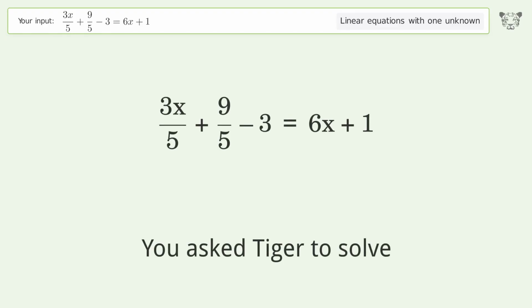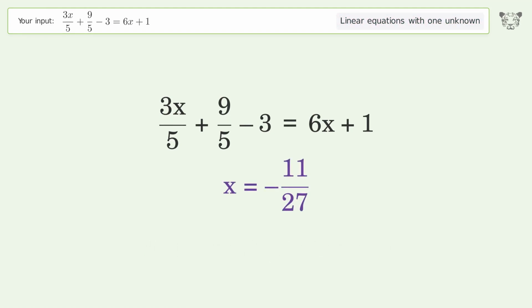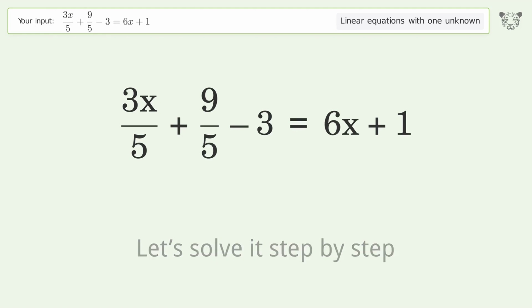You ask Tiger to solve this. It deals with linear equations with one unknown. The final result is x equals -11/27. Let's solve it step by step.